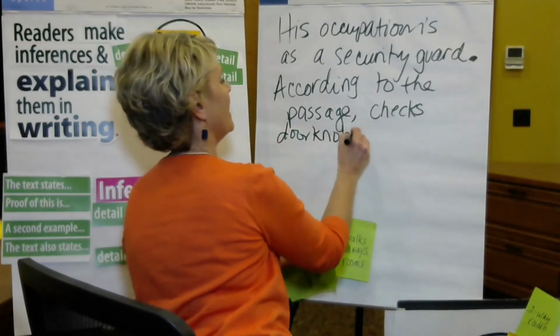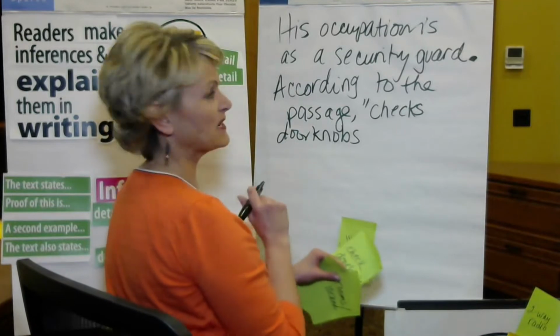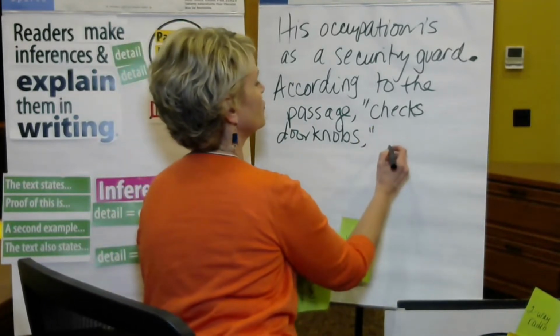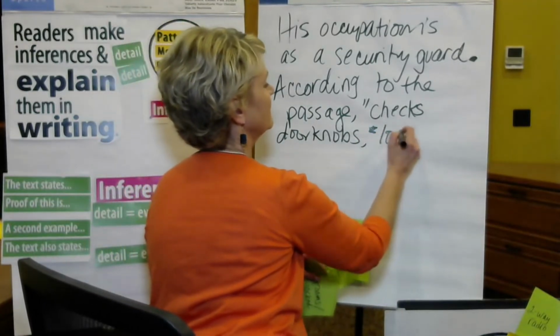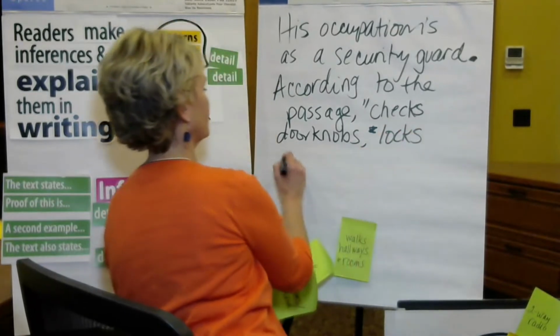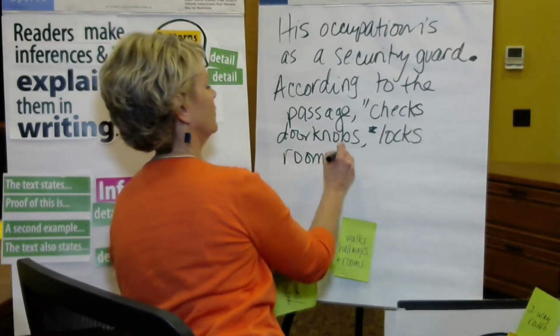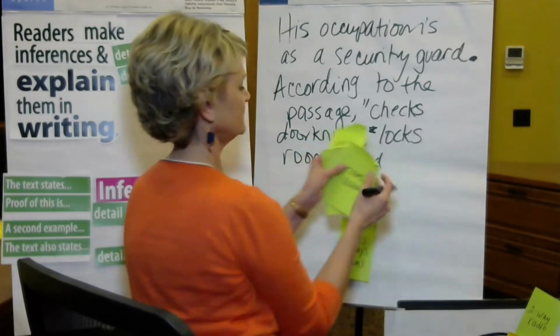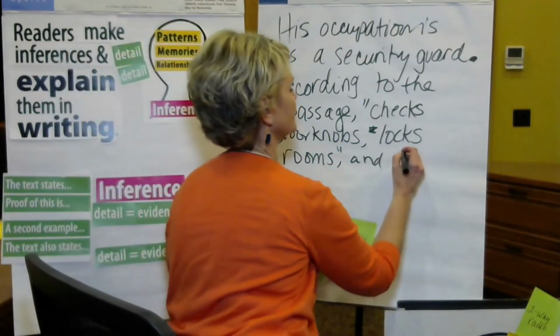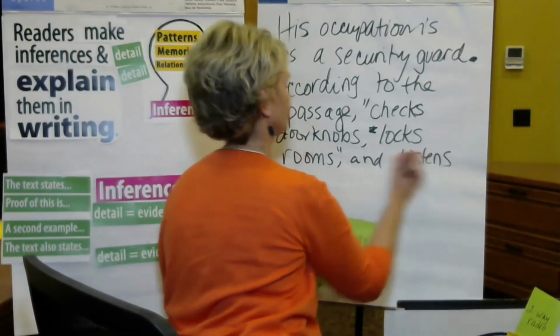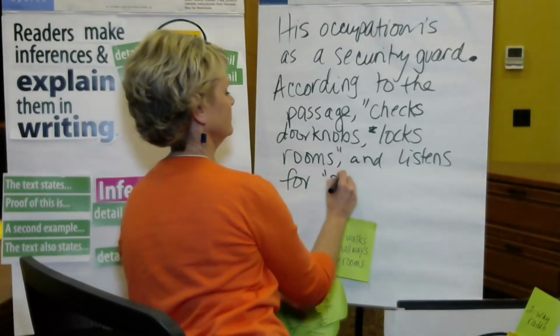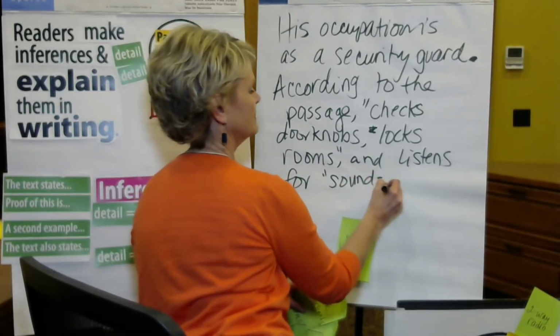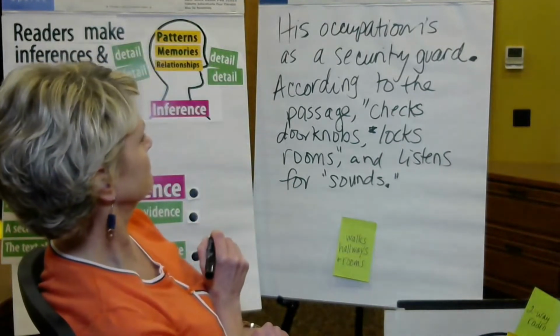According to the passage, he checks doorknobs. Remember, when it's not my word, but it's the author's, I want to put it in quotes. Checks doorknobs. We'll go ahead and leave that off for right now. Locks rooms. Okay. And what's the other one? Oh, listens for sounds. All right. Second sentence done.